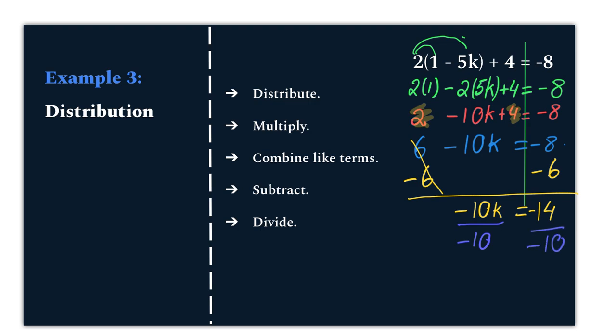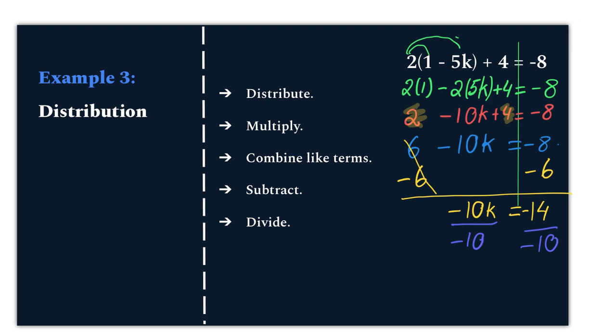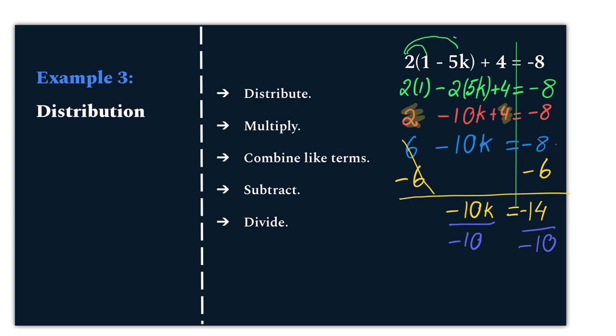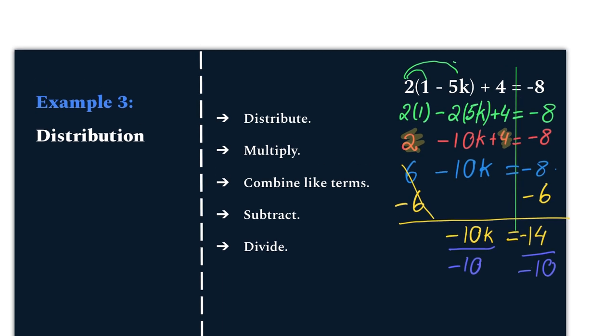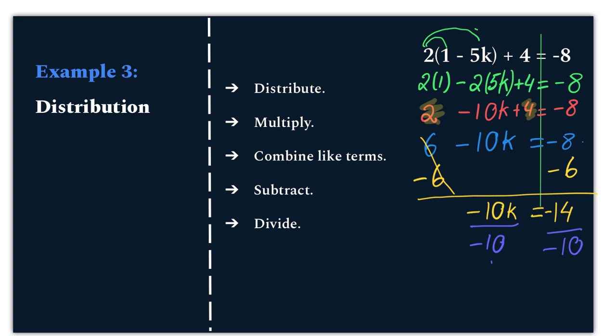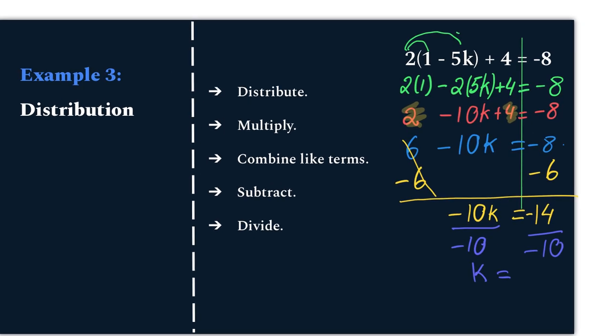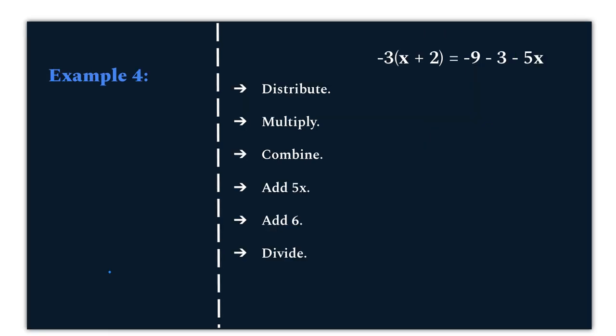Okay, now let's simplify. Negative 10 divided by negative 10 will equal 1. 1 times k equals k. And then negative 14 divided by negative 10 will be positive 1.4. Here's our final answer. Let's go ahead and take a look at our last example.